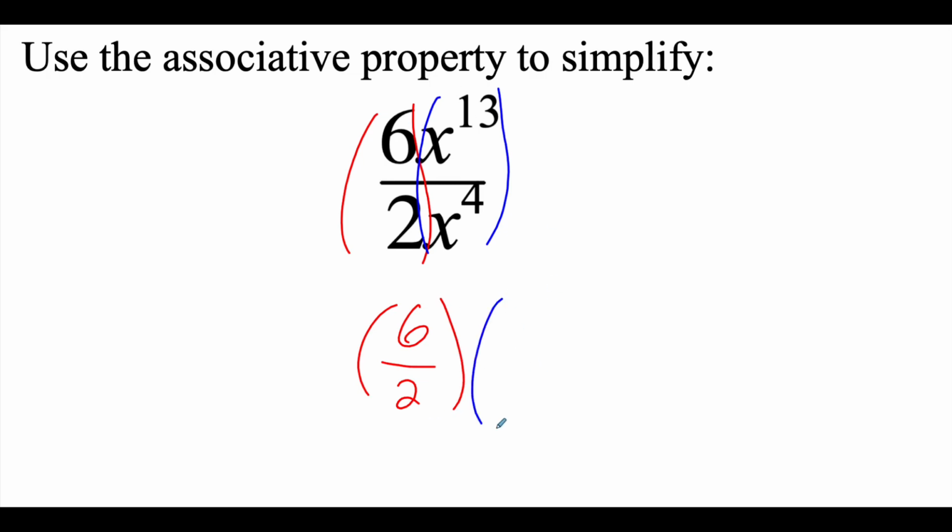And then if we look at that second set with just our variables, it's x to the 13th over x to the 4th. Now, just doing the division that's happening in here, 6 divided by 2 is 3. And then if we look at using our quotient rule with those variables, we're supposed to keep the base the same, but we subtract those exponents. So if I do 13 minus 4, we get x to the 9th power. So the final answer in here is going to be 3x to the 9th power.